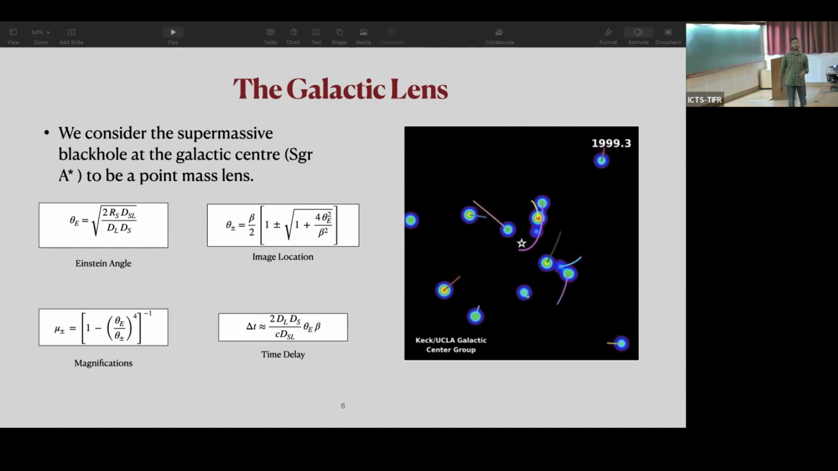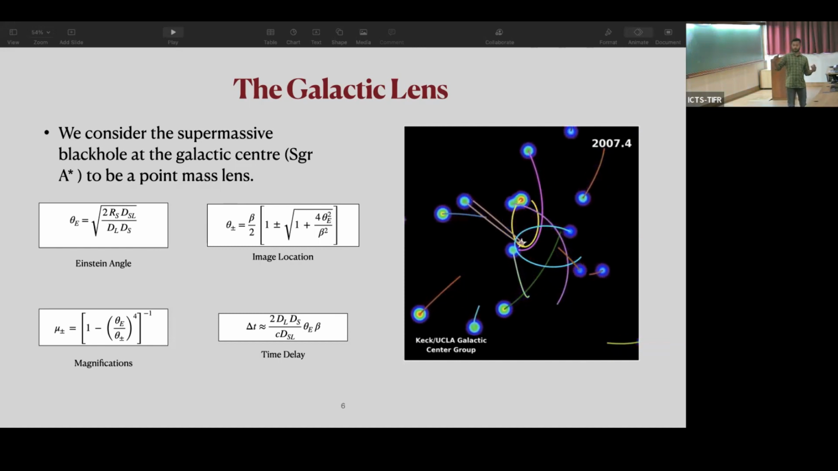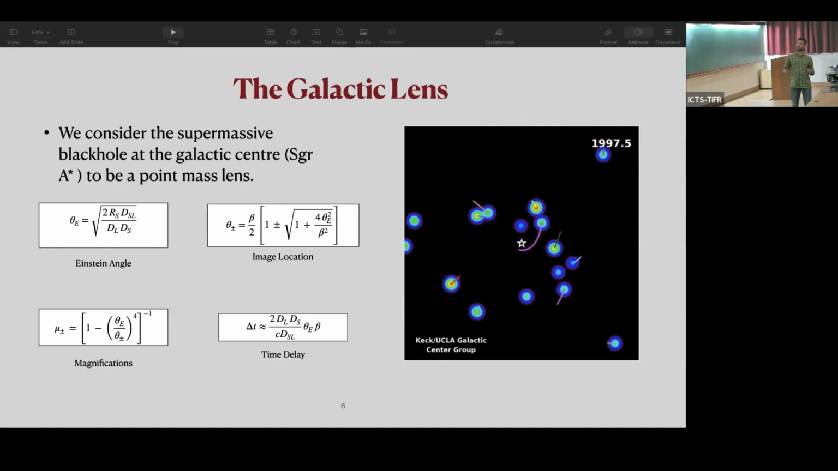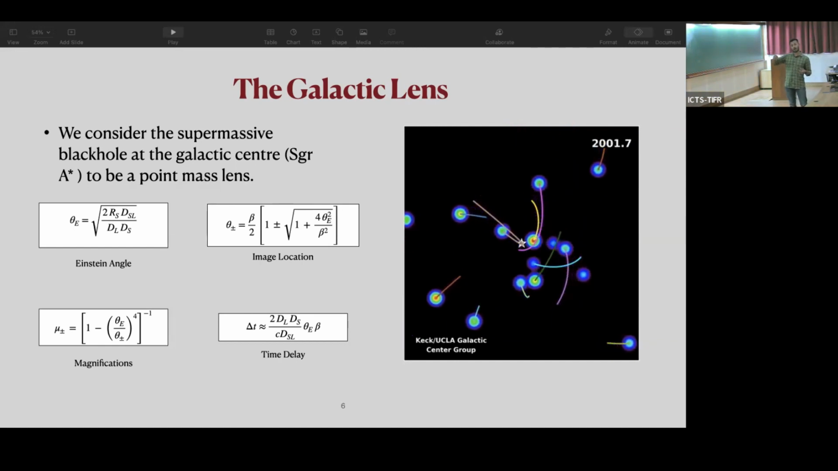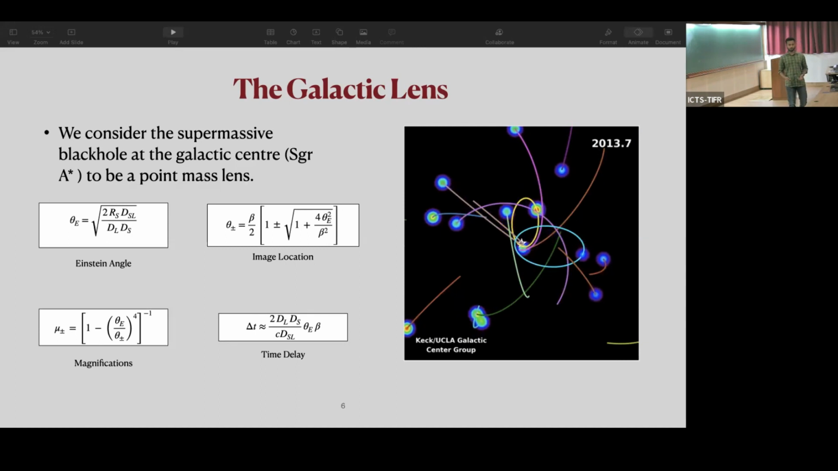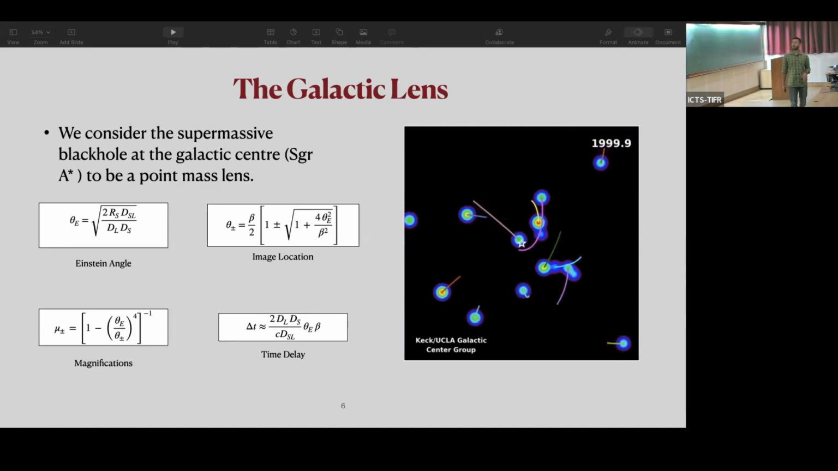One is the Einstein angle. It's a natural angular scale that comes about in lensing, and for a point mass lens, this is what it is. The key feature that I want you to take away is that it depends on the RS. RS is the Schwarzschild radius of the lens, so it's basically 2 times the mass in geometrical units, and then there is some distance dependence as well.